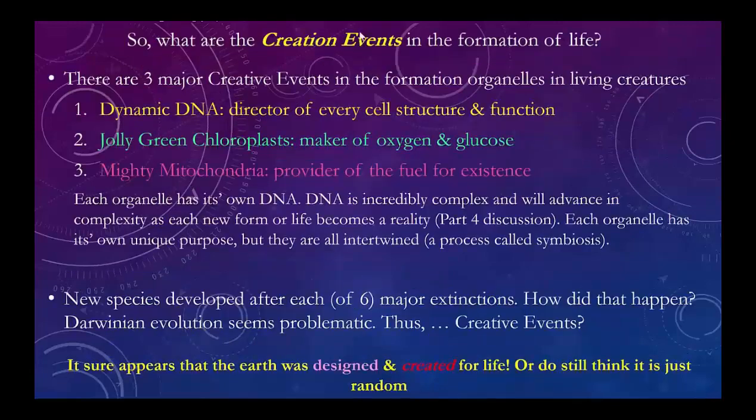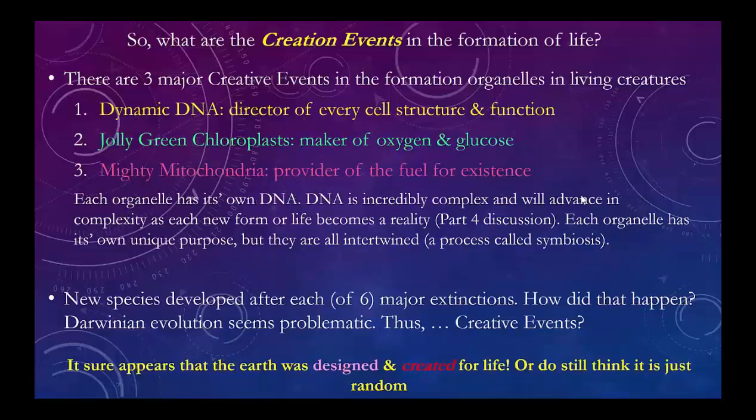So in summary, what are the major creative events that have happened in this part three of the formation of life? They include the dynamic DNA, which is the director, the instruction manual for every cell structure and function. The jolly green chloroplasts, which are able to make oxygen and glucose out of sunlight and carbon dioxide. And then the mighty mitochondria that provide all the fuel for our existence. Every single eukaryotic cell has to have mitochondria. Only the plants get the chloroplasts, that's why we made it green. Every one of these organelles has its own DNA.